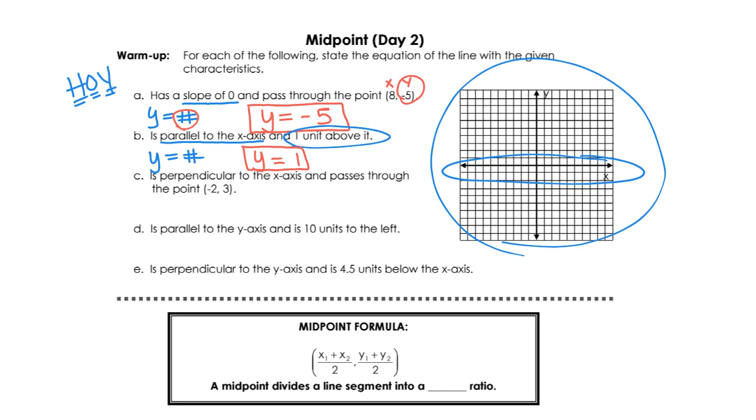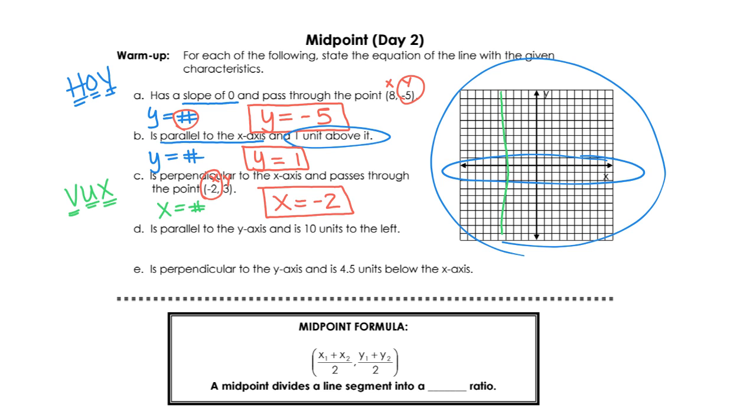Okay? Part C. It says is perpendicular to the x-axis. Now, perpendicular to the x-axis goes the opposite way. So in order to be perpendicular to the x-axis, we have to make a right angle with the x-axis, and we have to be a vertical line. So we're going to think of VUX, V-U-X. V is for vertical lines. They have undefined slope, and their equations are x equals a number. And again, because it tells us the point it has to pass through, we know -2 is the x-coordinate and 3 is the y-coordinate. And because we said x equals a number, then our equation is going to be x equals -2.